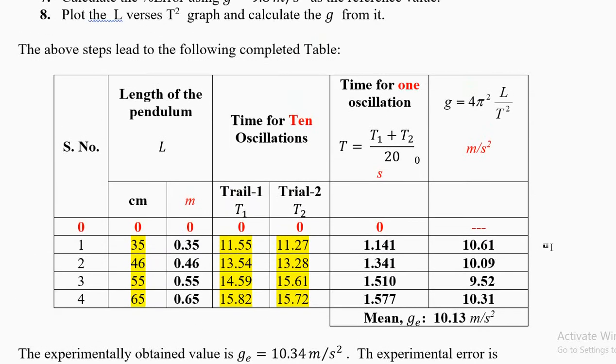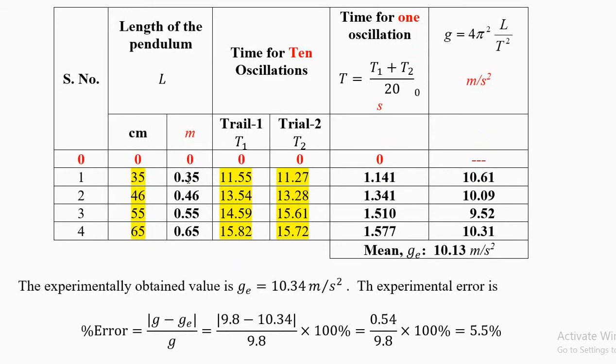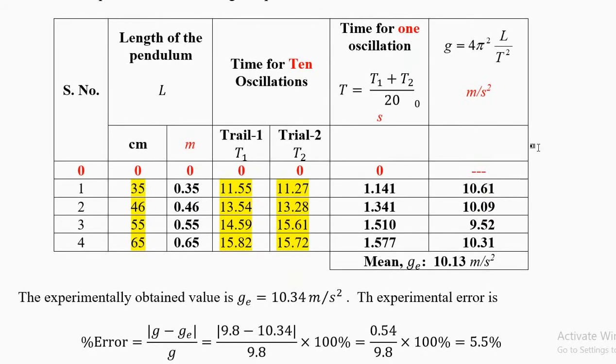Now how do you calculate G? Now divide by 100: 65 centimeters will be 0.65 meters. 55 will be 0.55. 46 will be 0.46. No need to read the 0. It is only for writing. If you don't want to read it, don't read it. Your calculator, even if you write 0.35, it will understand this 0 is extra, we just write it for various reasons. Now this is the formula, G equal to 4 pi square L by T square. Remember to write it. This time will come from T1 plus T2 divided by 20 because 10 plus 10 is equal to 20.